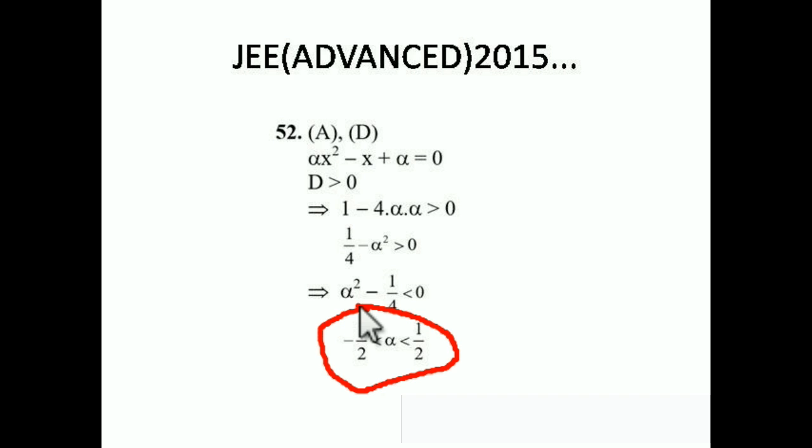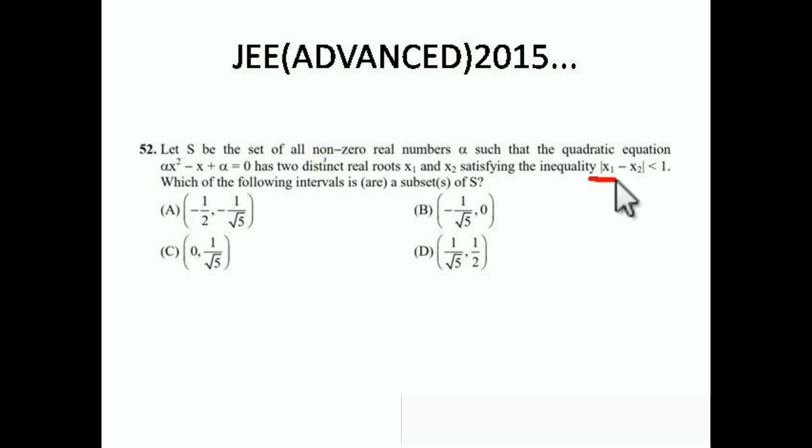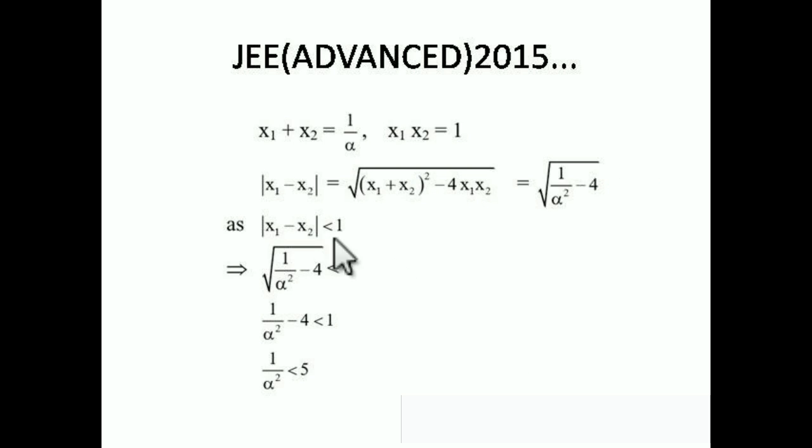We come to this conclusion by equation number 1. Now we have one more condition, that is modulus of x1 minus x2 less than 1. Modulus of x1 minus x2 can be written as square root of x1 plus x2 whole square minus 4x1 x2. This we saw in the topic lecture and in the previously solved JEE questions also. Why do we do that? Because we have two formulas only, the summation of the roots and the multiplication of the roots. So whenever the subtraction is given, we use this formula, because we have the values of summation and multiplication.